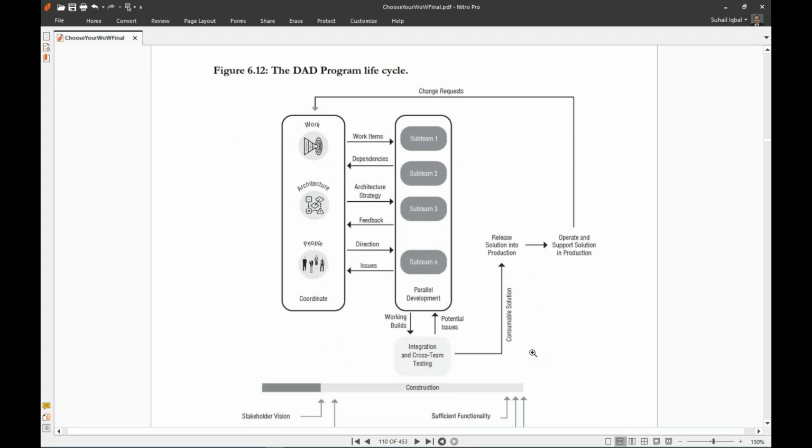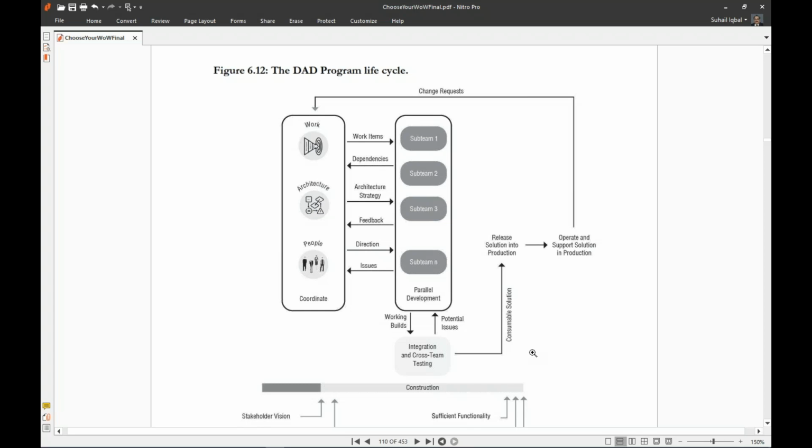So here is diagram 6.12 we have been referring to a lot earlier. The DAD program life cycle. Here we can see we have got to coordinate the people, architecture, and work with the sub-teams. Work items are sent to the teams, sub-teams, and dependencies are established. Architecture strategy is sent and feedback is received.